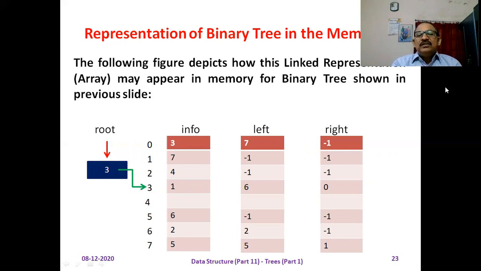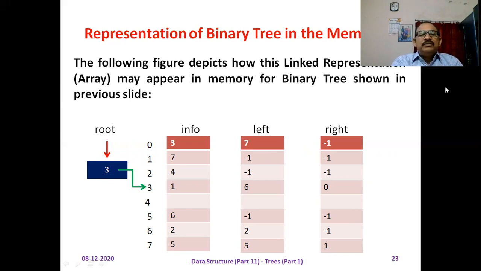Here you can see the value is 6. It means the left child of node 1 is at location 6 of info. Info 6 is, you can see, 2. So 2 is the left node of the root.